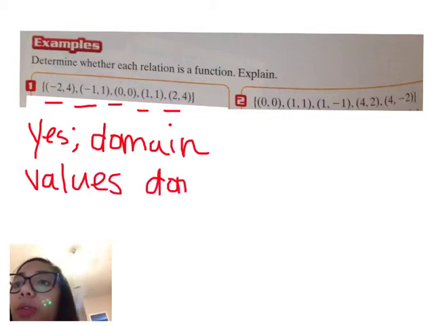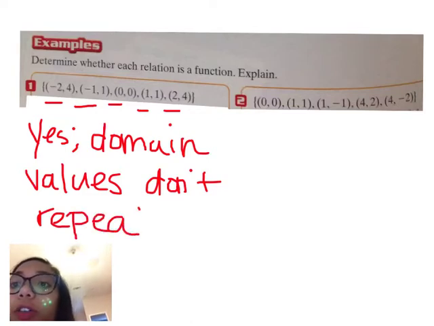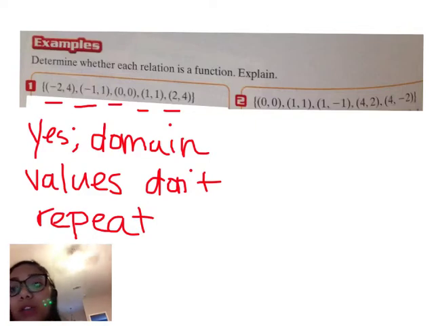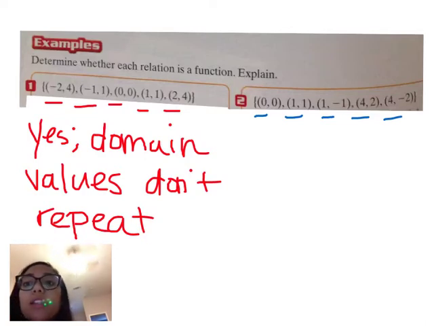Okay, so number 2. It would probably help if you had this in your notebook as well, so you have something to look back on whenever you're doing your assignment tomorrow. Number 2, my x values are 0, 1, 1, 4, and 4. I have 2 ones and 2 fours. That means it's repeated. That means it's not a function, so no.